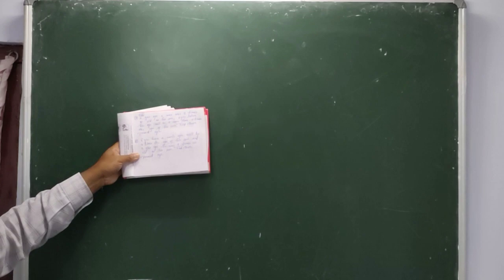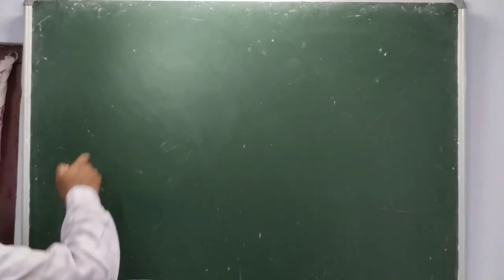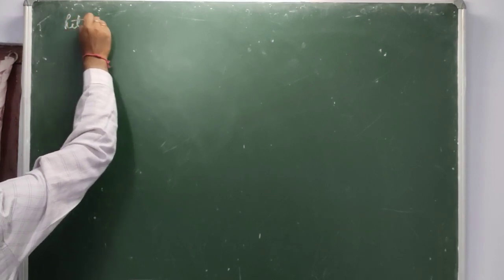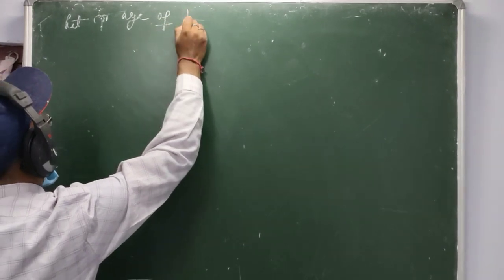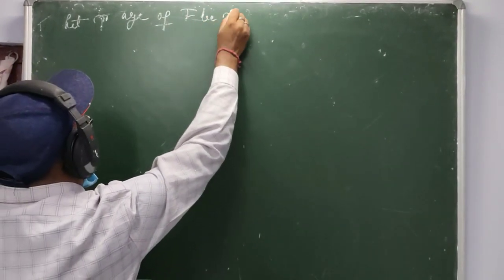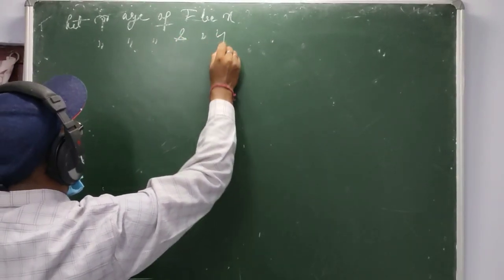Next sum is your question number 3. It is said, 2 years ago, a man was 5 times as old as his son. You can see it. So we put this condition. As I have said, let present age of father, PR means present, age of father be x and present age of son, S means son, be y.